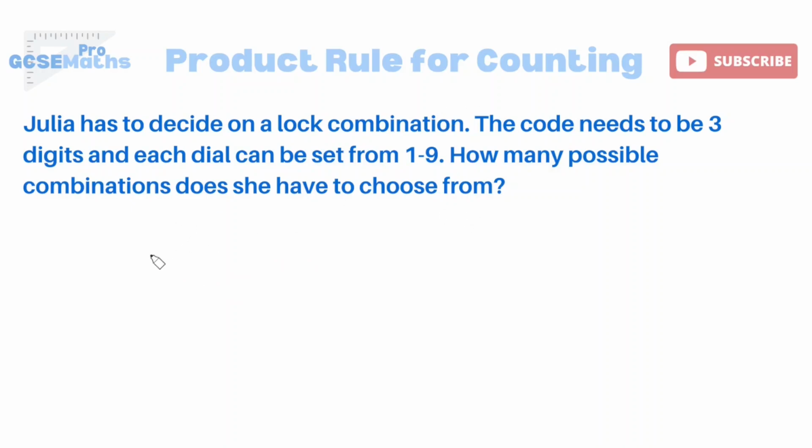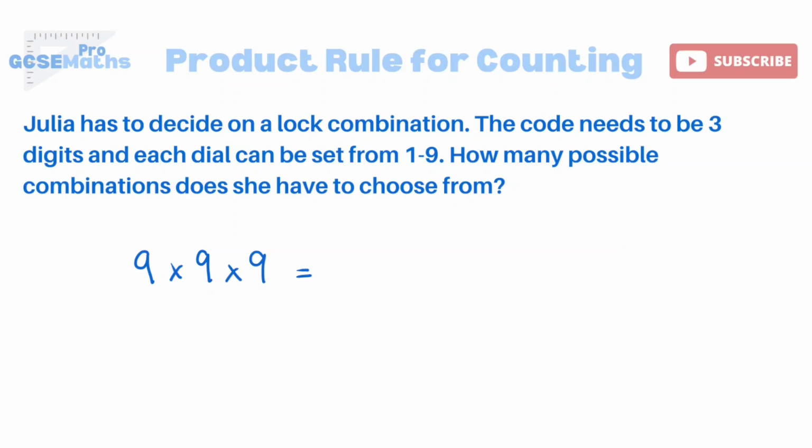Well, from 1 to 9, that's 9 options, isn't it? Then, if I were to choose the second digit from the second dial, again, how many numbers do I have to choose from? Well, 9, again, isn't it? And finally, for the third dial, for the third digit in my code, how many do I have to choose from? Again, another 9. So this part of the example is very similar to the previous ones.